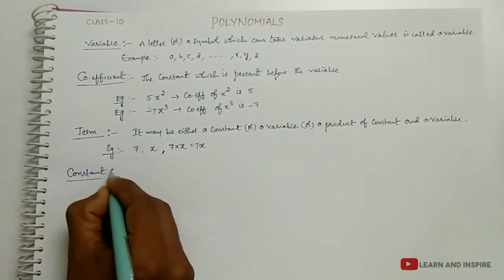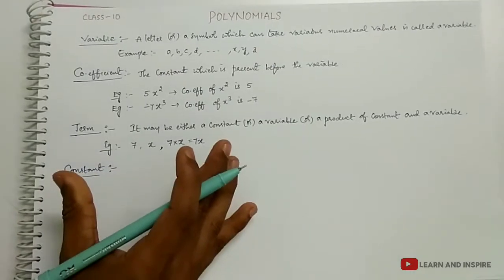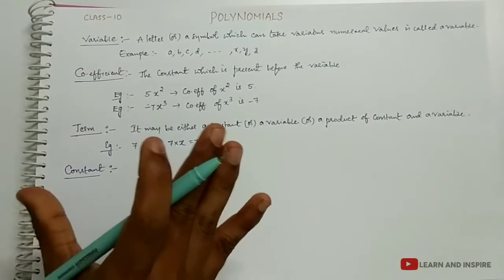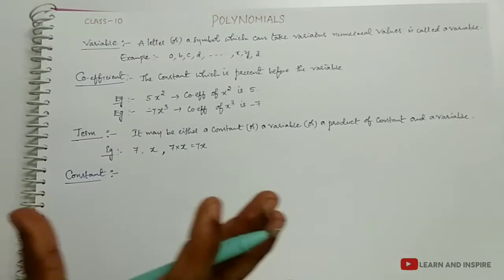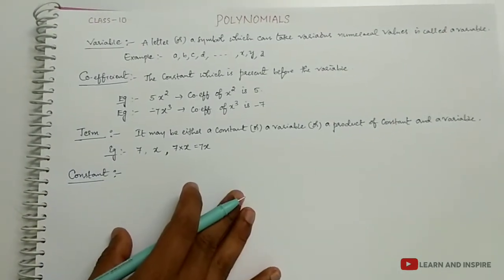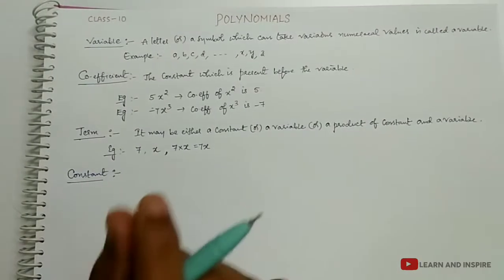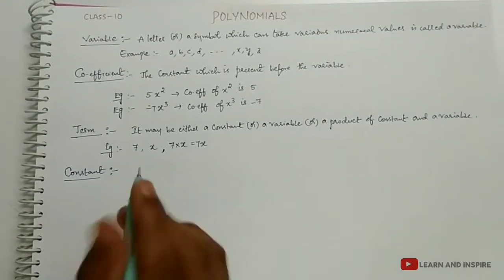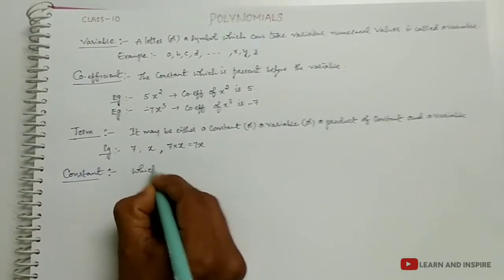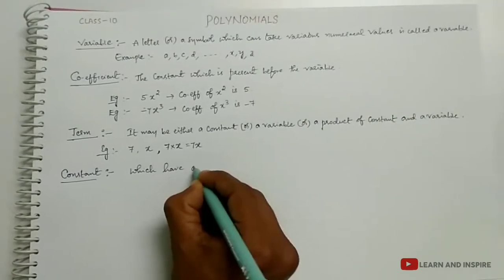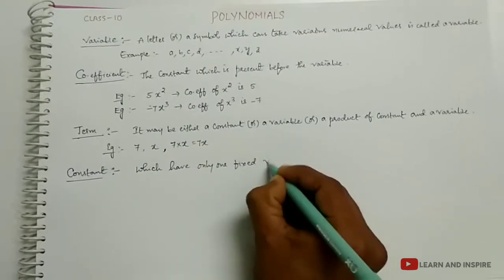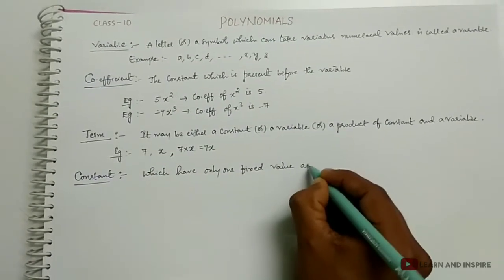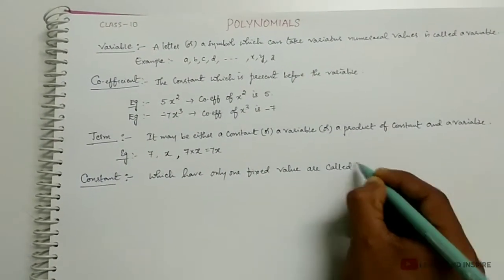Next one is constant. What is this constant? Constant values are nothing but values which do not change. It is a fixed value. Fixed values are called constants, which have only one fixed value.